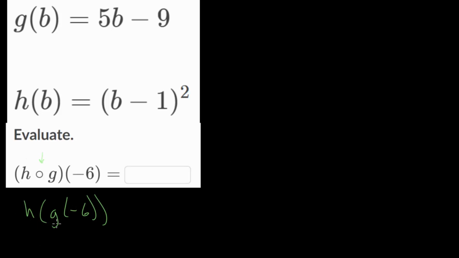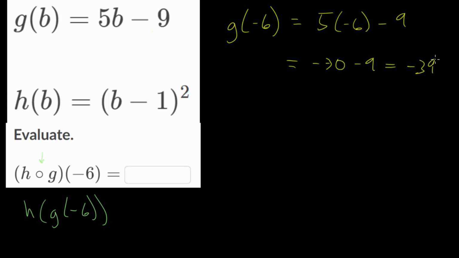Essentially, we just need to find g of negative 6 first, and whatever that evaluates to, we will take that number and plug it into h. So let's start by finding g of negative 6. We are just looking at our function g of b and replacing b with negative 6. We have 5 multiplied by negative 6 minus 9. I do recommend when substituting to put your numbers in parentheses to avoid mistakes with negative signs. We have 5 multiplied by negative 6, which is negative 30. And subtracting 9 from that will give us negative 39.